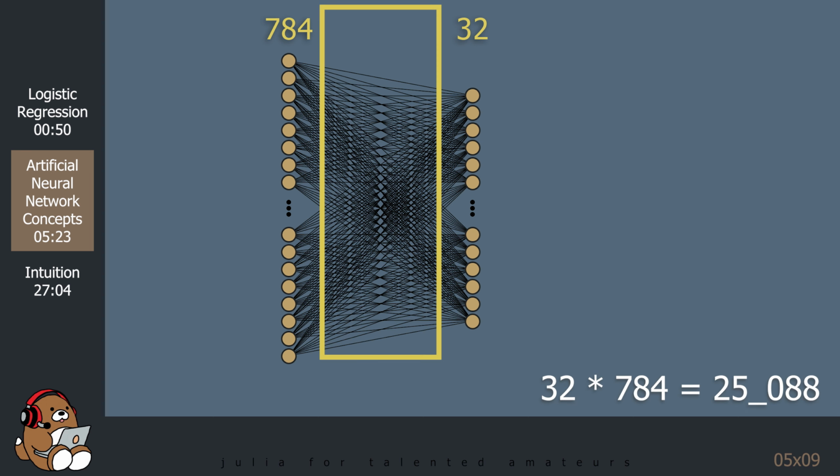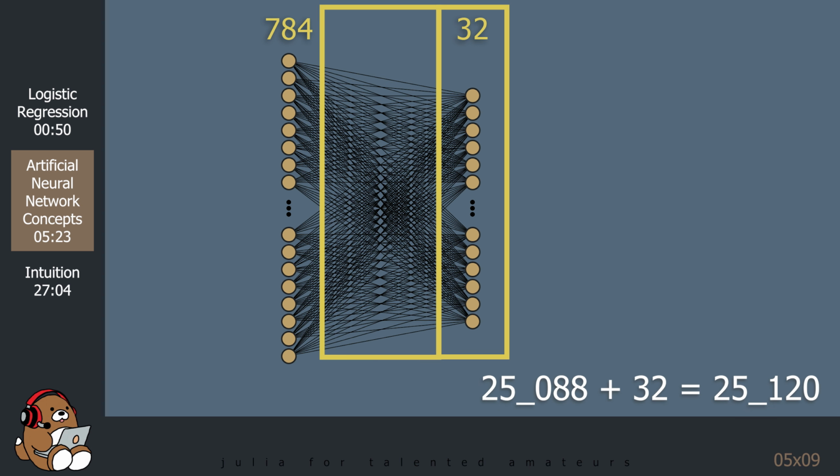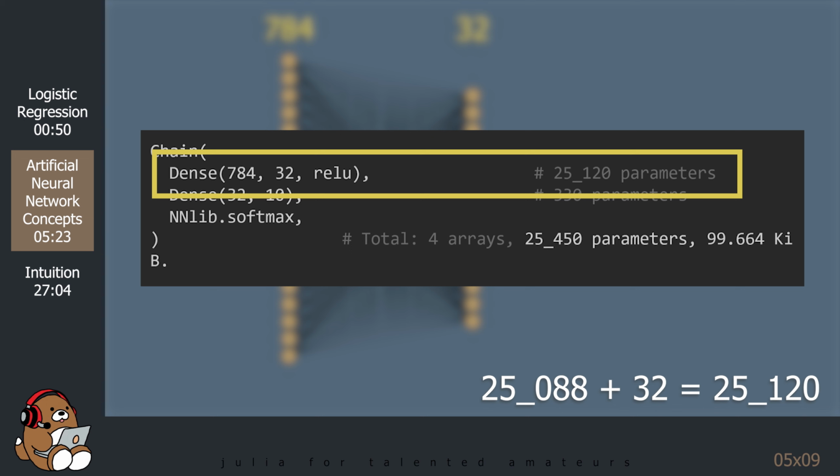32 times 784 is 25,088 parameters. Since each node in the second column also contains a parameter, we need to add 32. So the total number of parameters in this dense layer is 25,120, which is what the REPL output shows.